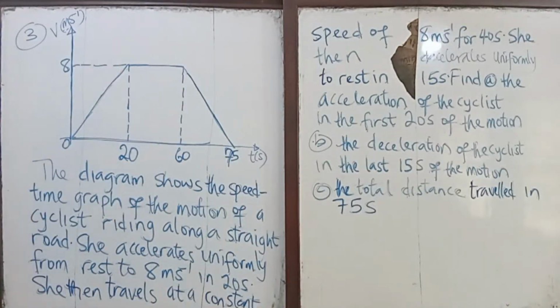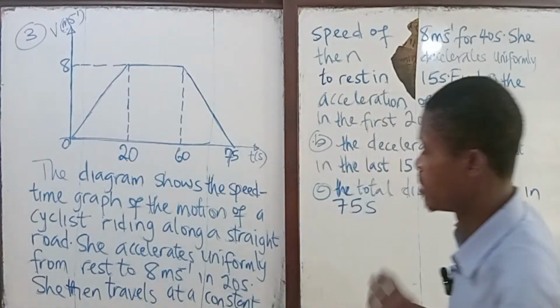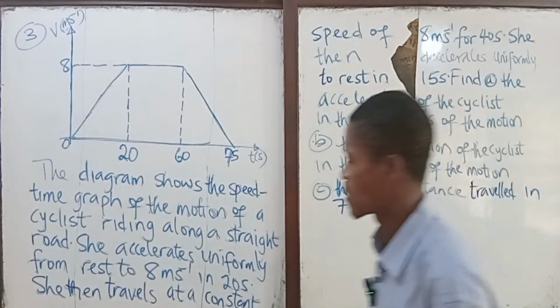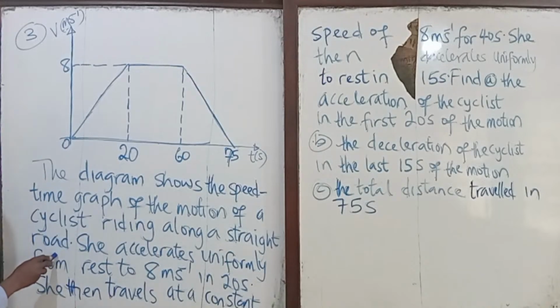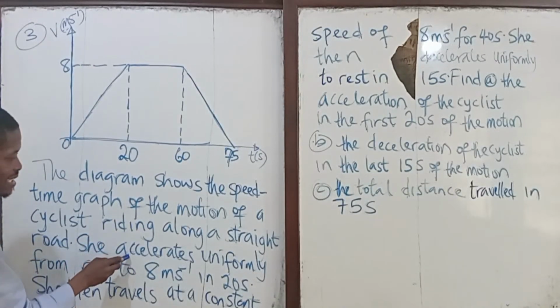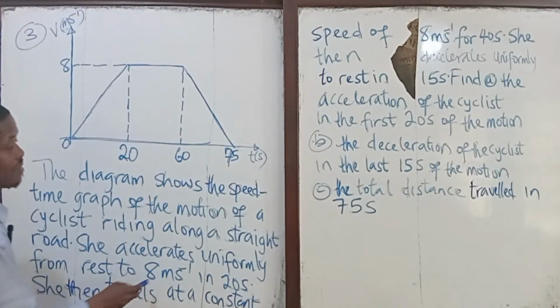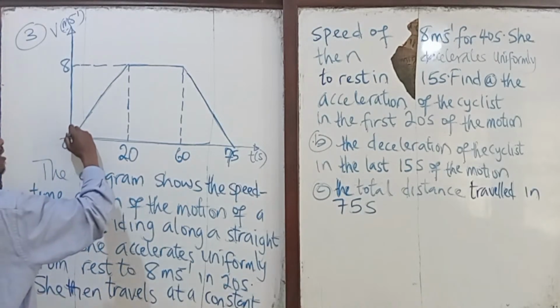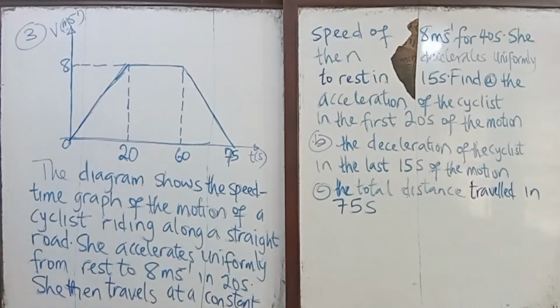Okay, so let's look at the question. The diagram shows the speed time graph of the motion of a cyclist riding along a straight road. She accelerates uniformly from rest to 8 meters per second. When you accelerate uniformly from rest, you start from the origin. This is your acceleration.